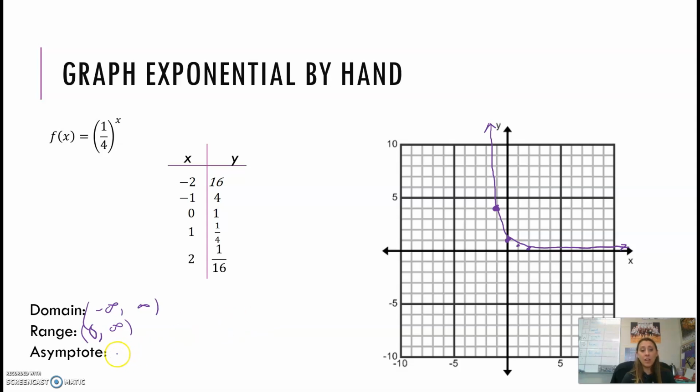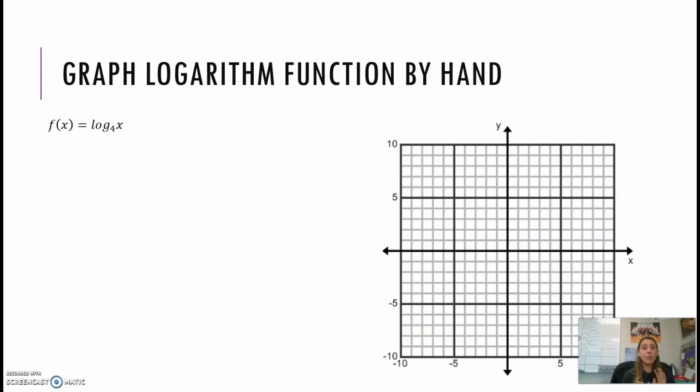Well, when it's a horizontal line, my y value is always going to be 0, so I'm going to have y is equal to 0. So make sure you do remember how to do that and that you can do that. All right, so now let's do logarithms.